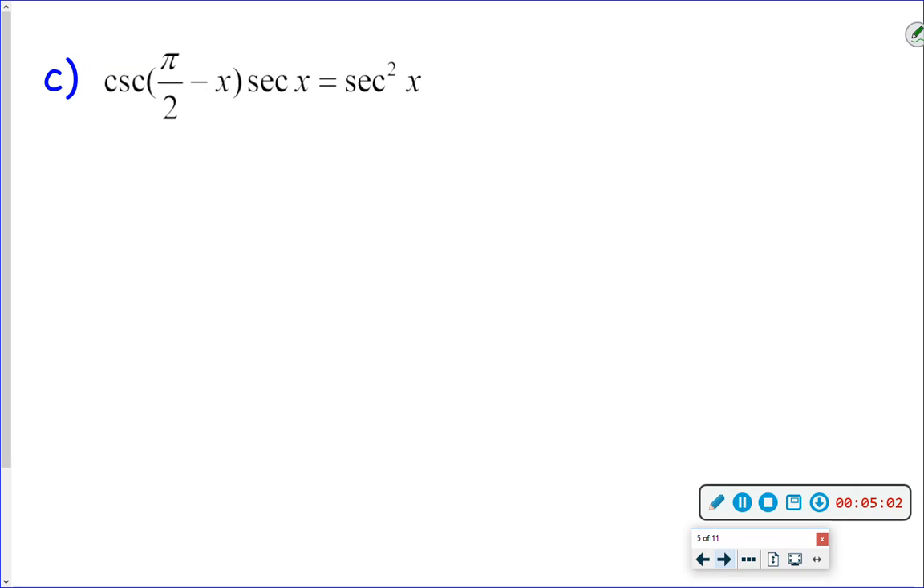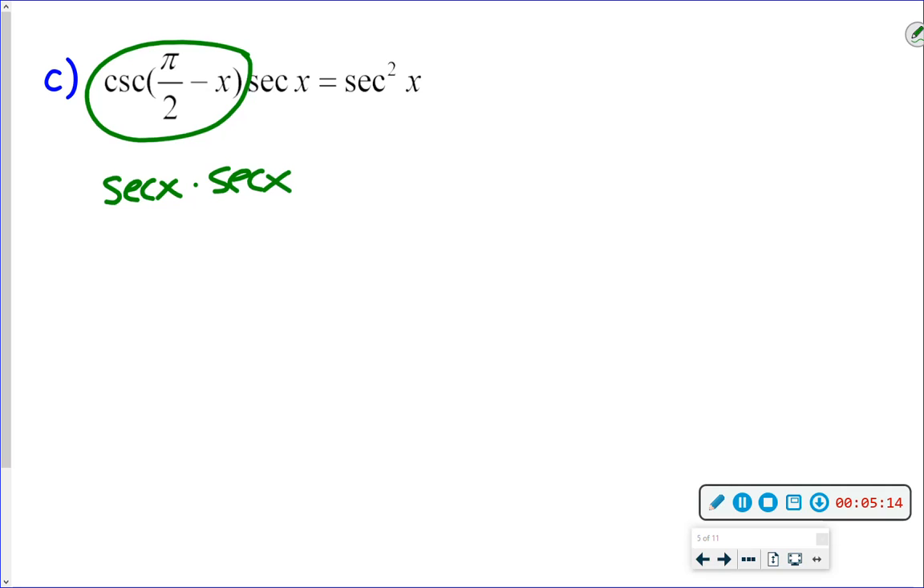All right, clearly I'm working on the left side. Identity, cofunction identity, the cofunction of cosecant, take the co off, secant. And then I still have my secant. Well, that was easy enough. Secant times secant, secant squared.